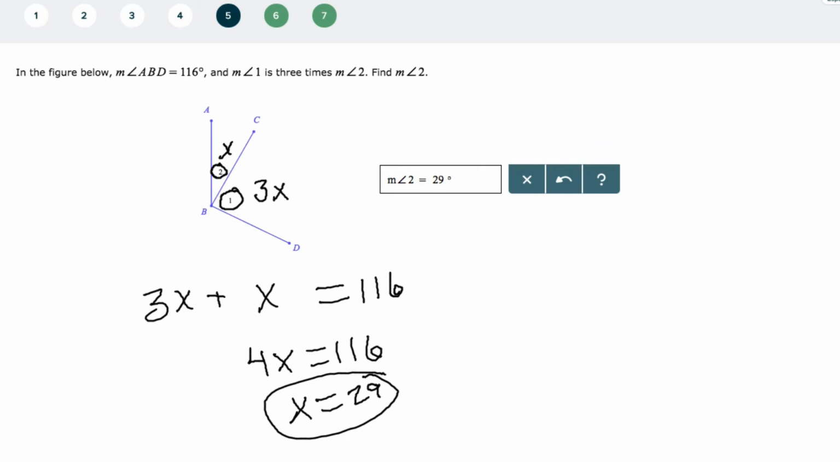Now what if it asks us to find the measure of angle 1? Well, we just do 29 times 3, and that would be the measure of angle 1 right there. So we can find either angle. Just plug in what we know for x.